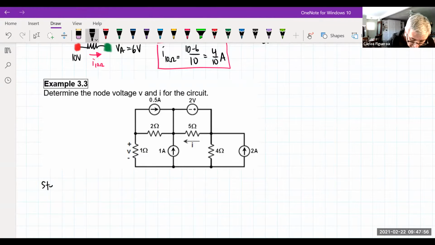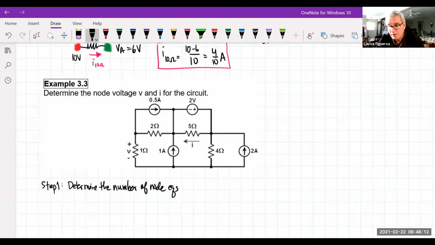So let's go through step 1. What I'm really doing in step 1 here is I need to determine the number of node equations. I can't tell you how important this is. I can't tell you how many times people go into quizzes and exams and they actually have the wrong number of equations. They either have too many or too little. Do the counting. How long is it going to take you? So that way, if you're doing the counting correctly, you know exactly what's going to happen.